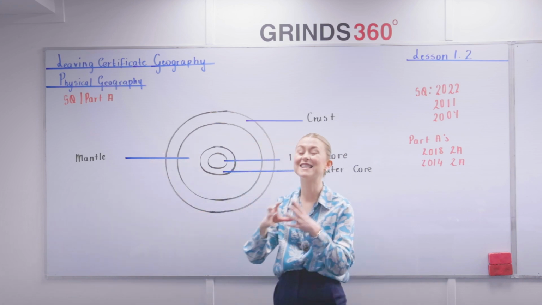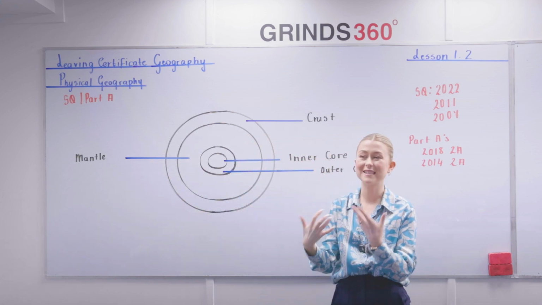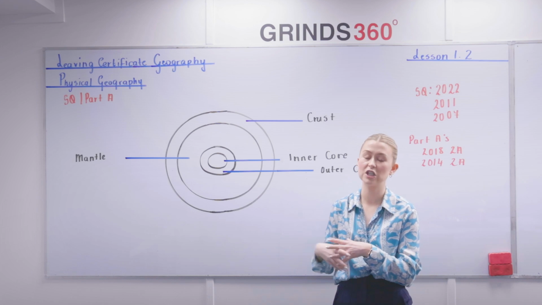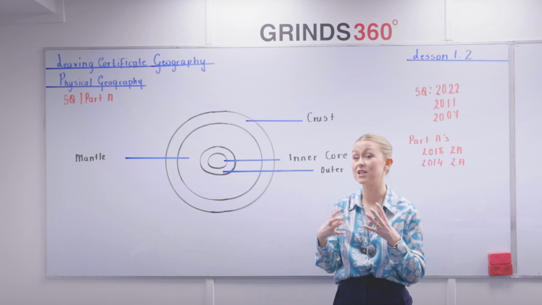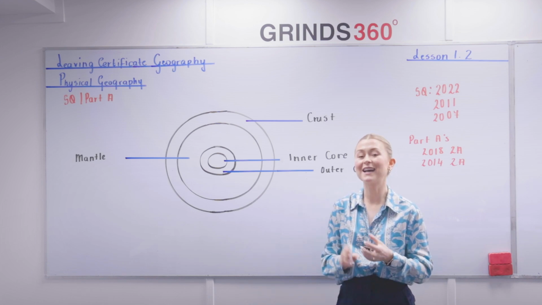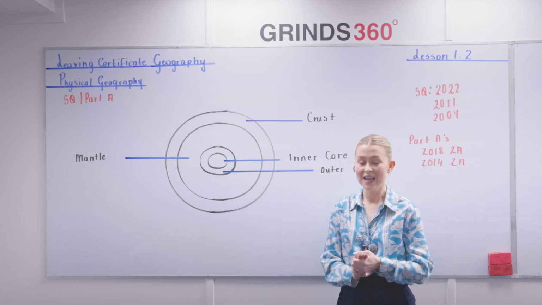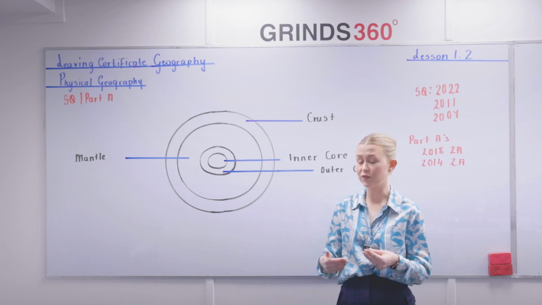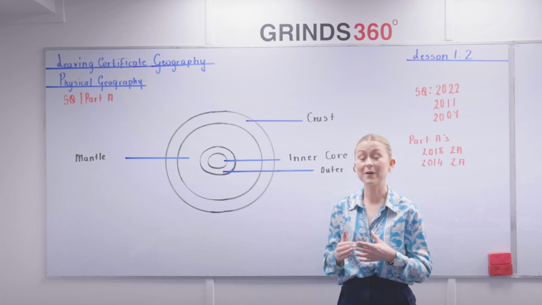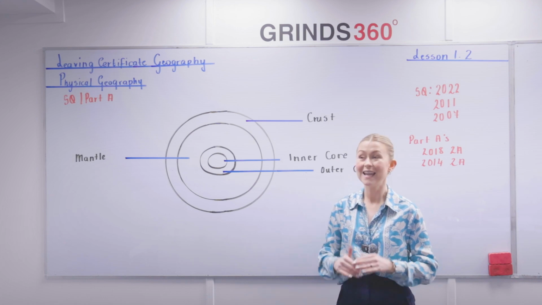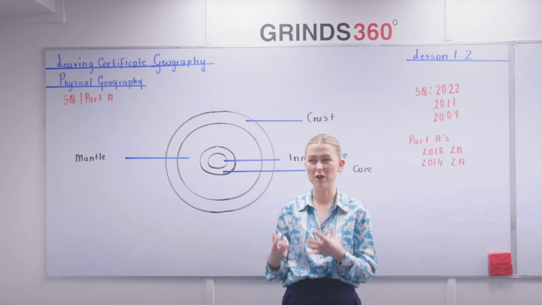Now, the mantle is the thickest layer. It makes up about 70 to 75% of the Earth's interior. And it's split into 3 sections. Now, these sections are number 1, the upper section, which is highlighted with the word solid. It is solid rock or it's very rigid.